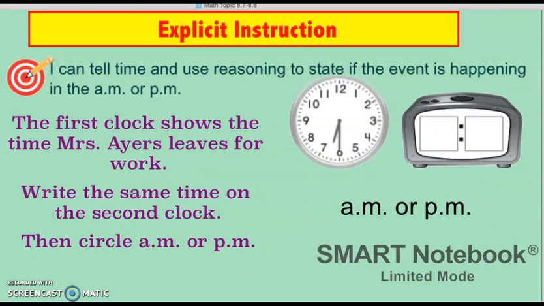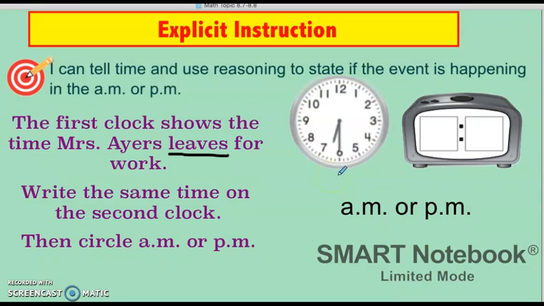Let's try another one. Let's take a look at this problem. It says, the first clock shows the time Miss Ayres leaves for work. Write the same time on the second clock. Then circle AM or PM. Well, let's see what they're asking. It says, the first clock shows Miss Ayres' time that she leaves for work. That's definitely going to be a key word when we're getting to our AM or our PM. Keep that in mind.